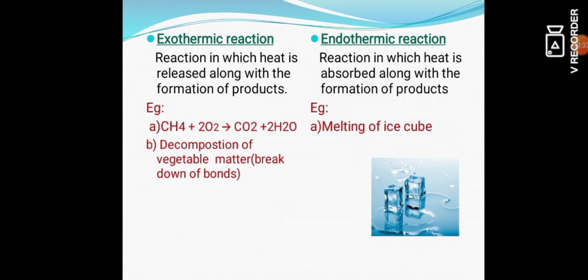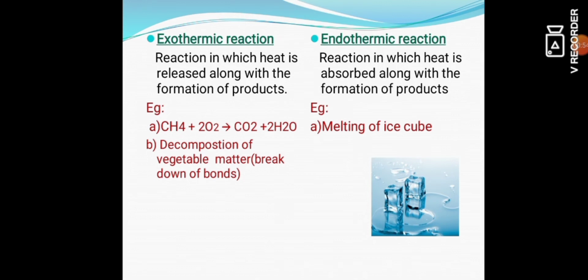The first example is burning of natural gas. Natural gas means CH4. It is also known as methane. So when methane gas is burnt in the presence of oxygen, an excess amount of heat energy is released and the products formed are carbon dioxide and water. This is the first example for exothermic reaction.